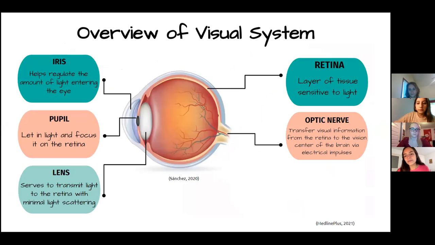Now let's talk about the visual system overview. Here is the iris, the pupil, and the lens, but we're going to focus on the retina, which is the layer of tissue sensitive to light, and the optic nerve, which transfers visual information from the retina to the vision center of the brain.